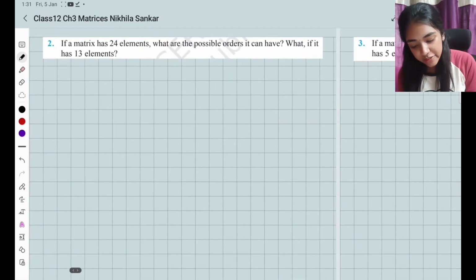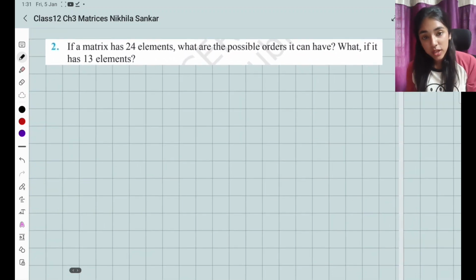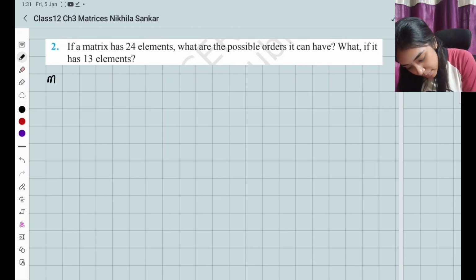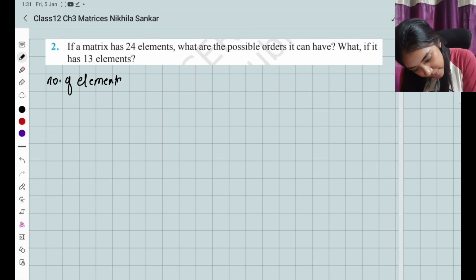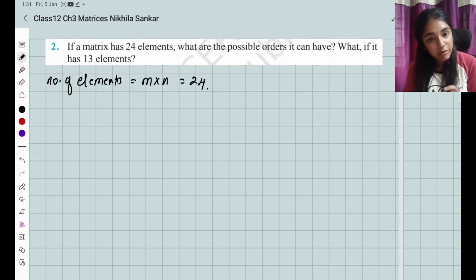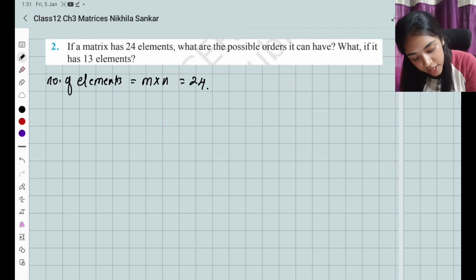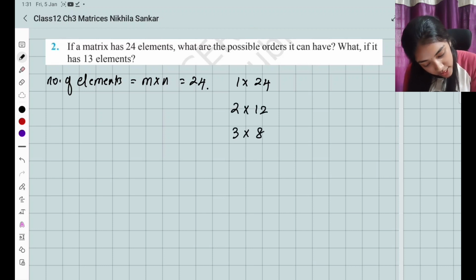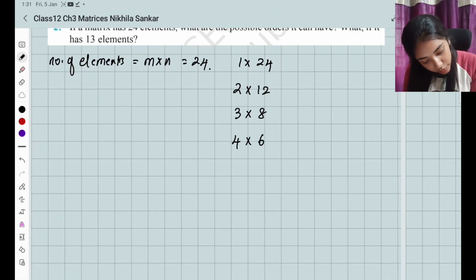Question number 2. If a matrix has 24 elements, what are the possible orders? 24 elementsனா அர்த்தம் என்ன? Now for example, the number of elements, I'll write step by step. Number of elements is going to be m into n, which is going to be 24. இப்போ 24னா நம்ம என்னென்ன possible options லா எழுதலாம், you can write it as 1 into 24, இது ஒரு ஆப்ஷன். Then you can write it as 2 into 12, then 3 into 8 are 24, then 4 into 6 are 24, 5 போகாது.